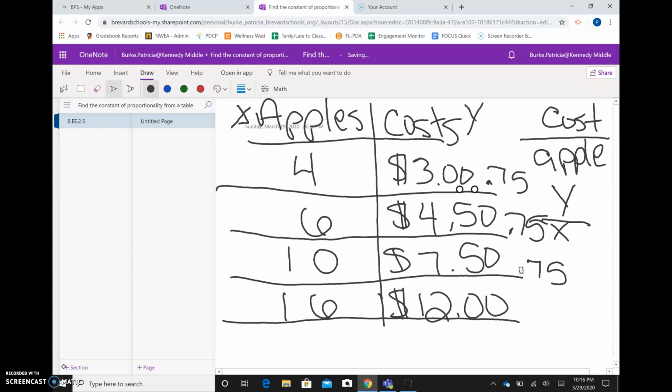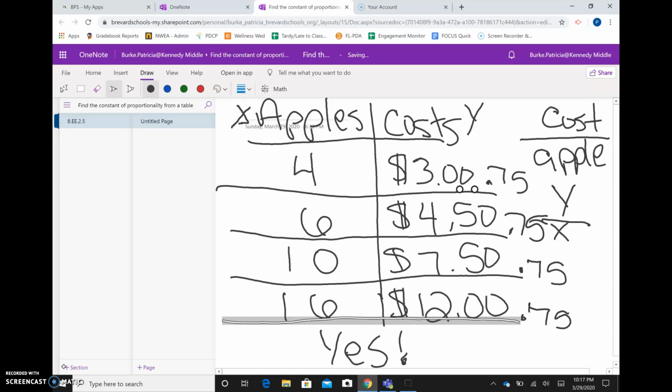Excellent. Our last proportion. You spent $12 for 16 apples. What is the cost per apple? Type in 12 divided by 16. Did you get 75 cents? Good job. So now let's look. Does 75 cents equal 75 cents equal 75 cents equal 75 cents? Well, yes, it does. This is a proportional relationship.